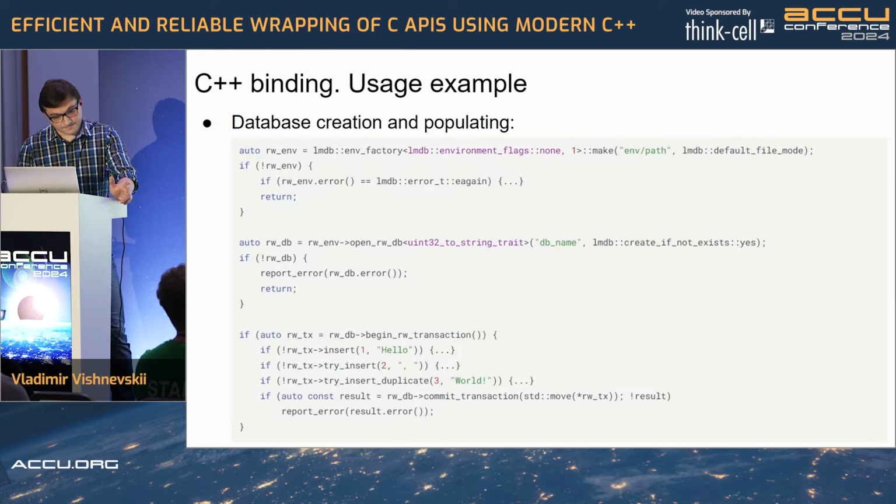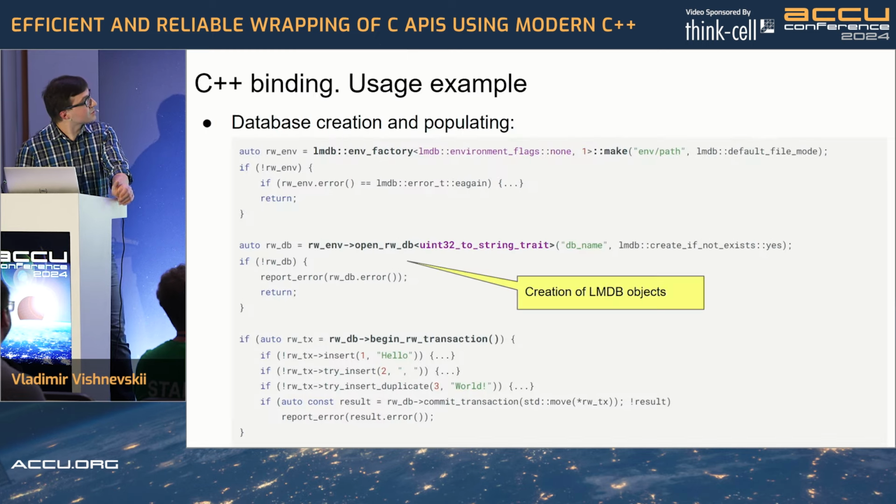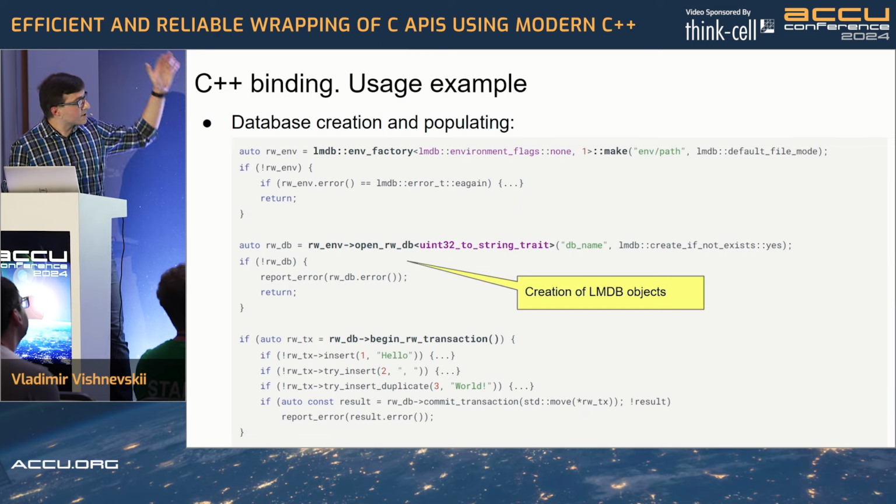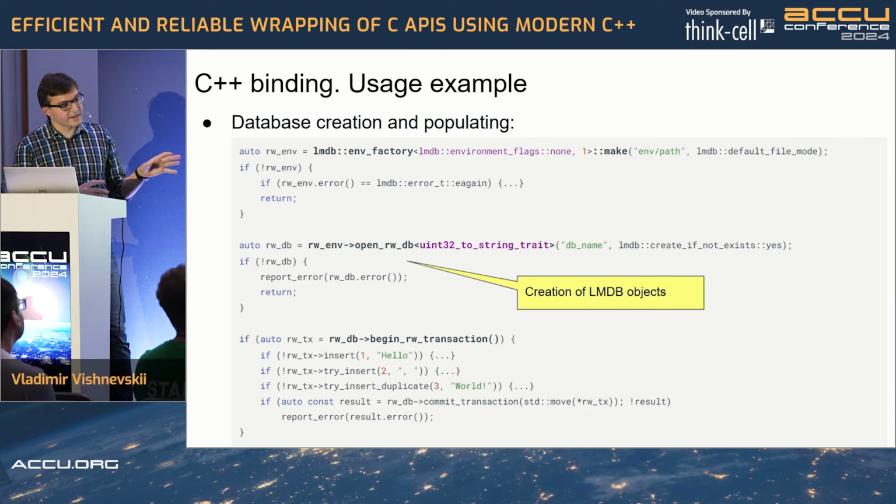So here is some usage. First of all, creation of the objects within the hierarchy. We fully hide all this multi-step initialization and creation of the objects. They are simply created by single methods, and we do not use any output parameters. We return either objects or errors in this design.